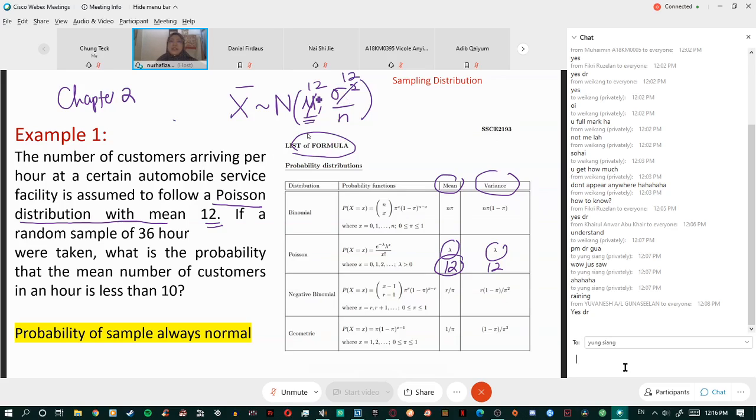If the question tells you that the data follows a binomial distribution, then your mean and variance should follow this formula, and you substitute the mean and the variance of the binomial into the distribution. Then, to find the probability of the distribution, just take the value from the random variable.